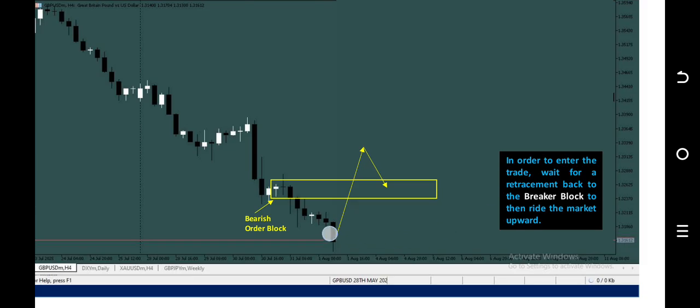So what price will do next is to retrace back to this zone to then continue upward, which simply means that this bearish trend has changed. Okay, the character of this trend has changed to the buying part.